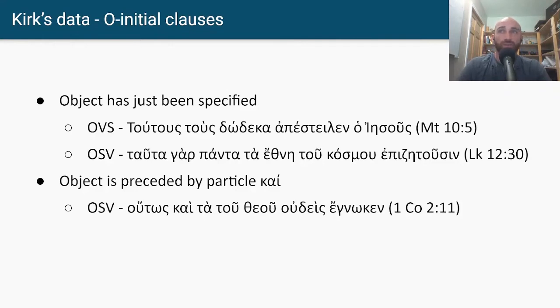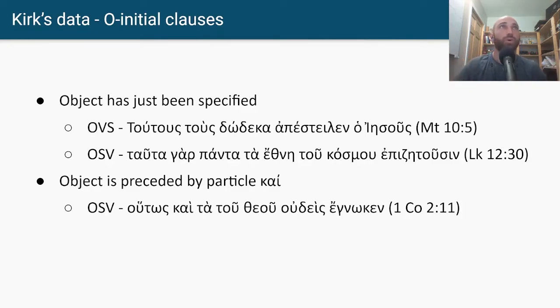So she brings up 1 Corinthians 2:11 as an example. Houtos kai ta tou theou oudeis egnoken. So thus, even or also the things of God, no one knows. So here we have OSV, but the O is preceded by this particle kai. So kai is not functioning here to connect this sentence to a previous sentence. It seems to be focusing the constituent ta tou theou, and that is the object.